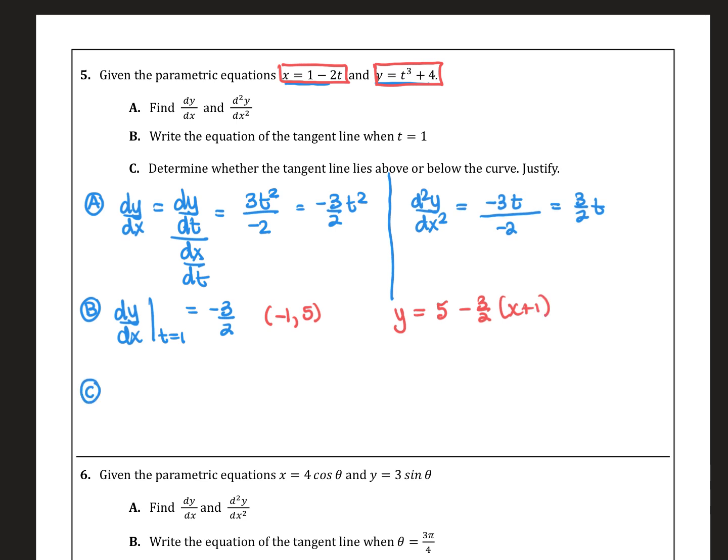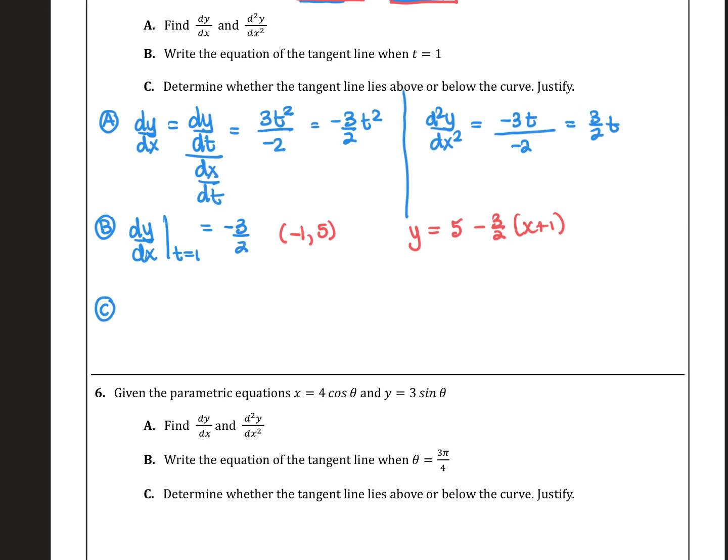Part C. It's asking whether the tangent line lies above the curve or below the curve. Well, looking at our second derivative, it is positive, which implies that our function is concave up. So if our function is concave up and we're taking a tangent line at any point, the tangent line is going to be completely below the concave up part of it. So the tangent line is below. The tangent line is an under approximation.